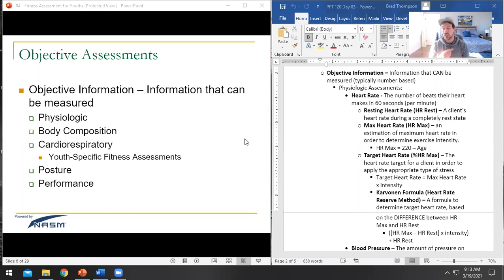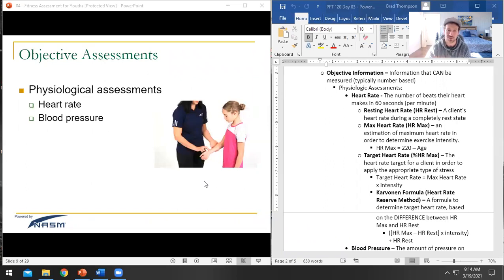So this is going to be physiologic information like your heart rate and blood pressure, body composition information like your body weight, body circumference measurements, body fat percentage, your cardiorespiratory assessments like how well you perform if I put you through a rigorous cardio exercise, a posture assessment like how well you perform if I move you through a full range of motion, and performance assessments, which are the ones that kids are going to love, which is like, hey, how is your performance, right? How many push-ups can you do in a row? How many sit-ups? How much juice? That's all going to be our assessments related to performance, right?